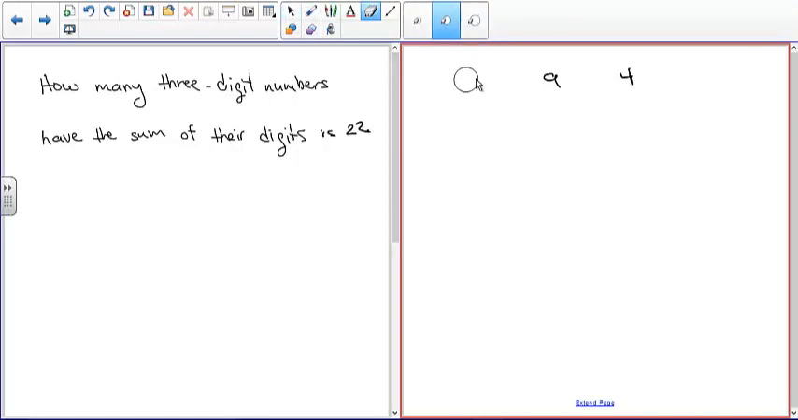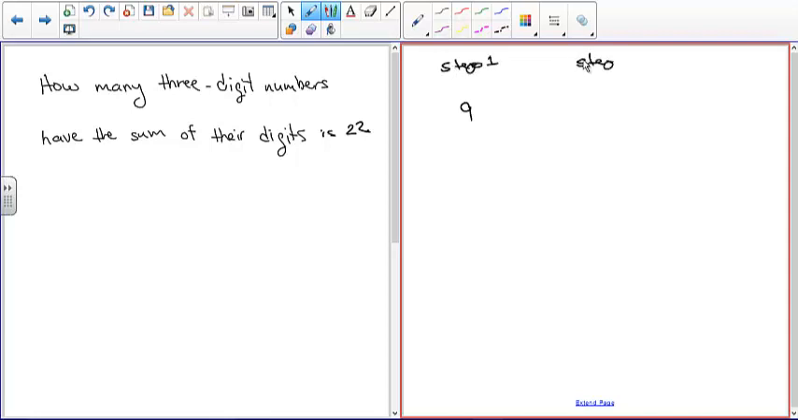What I can do is kind of start a tree diagram. So 9 is definitely a possibility. Step 1 is to pick the first digit, which is the hundreds digit, and then we can pick the tens digit, and then we can finally pick the ones digit to make it work out. So for 9, the options are 9, 8, 7, 6. Let's just see what happens here.